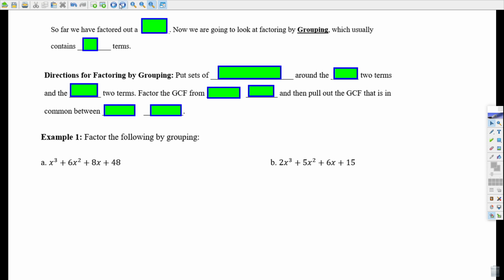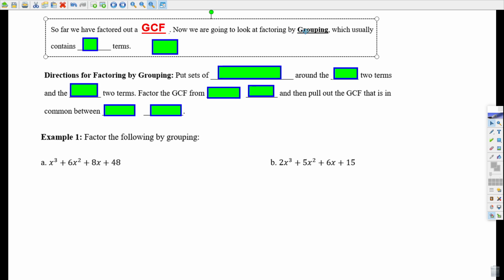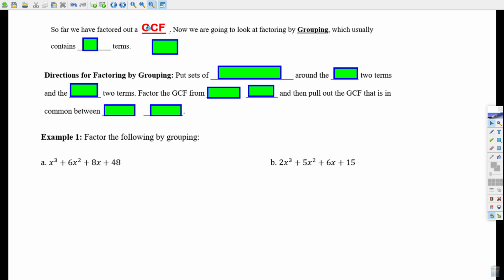So far we did two things. We've done GCF and we've done the shortcut method. So GCF can be applied to any number of terms, but the shortcut method was only for trinomials. Now we're going to look specifically at doing GCF. We're going to focus on doing that. And if you're good at doing that, you should be fine with this grouping. So far we factored out GCF, and we did the shortcut method with trinomials. So now we're going to be looking specifically by grouping, which will contain usually 4 terms.